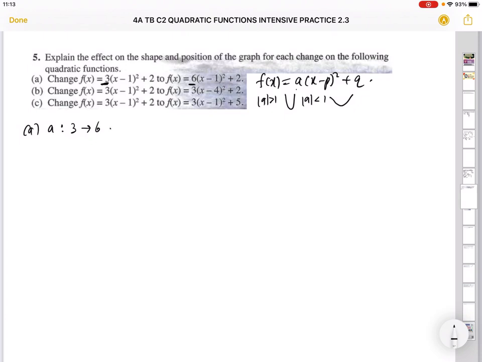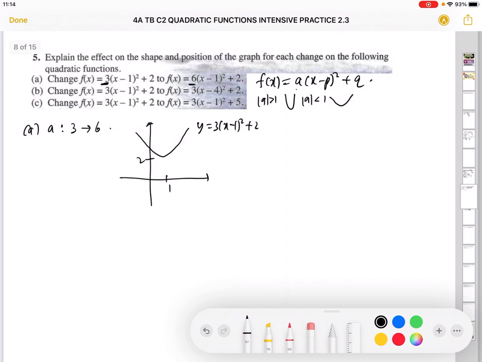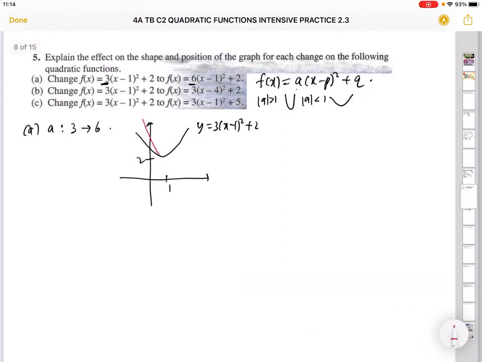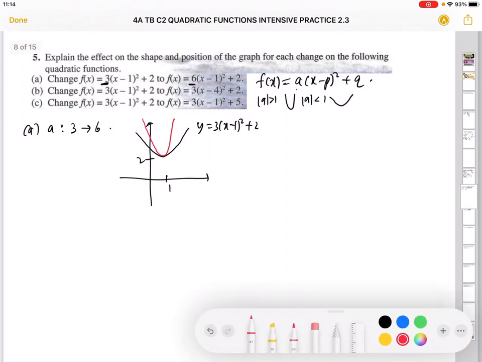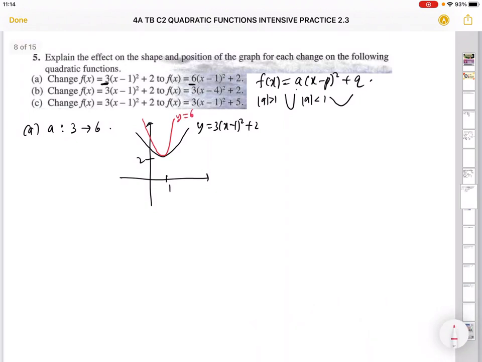If I were to sketch this graph, just a sketch will do. Your minimum is at 2 when your axis of symmetry is at 1. So the original graph looks something like this, where y is 3. Now the moment you increase it to 6, the graph actually goes higher like this. So it's actually narrower, or we say the width decreases. So what can we write here?